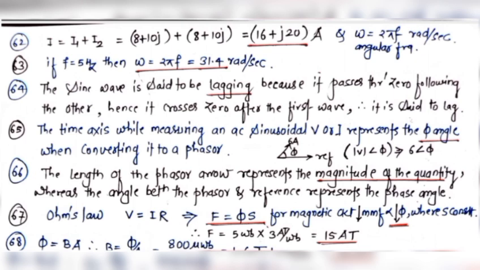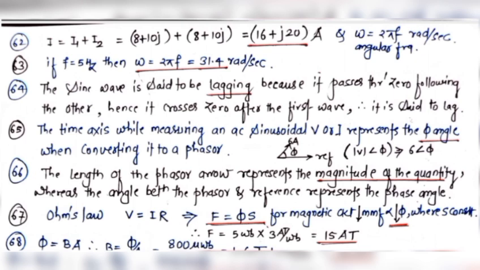Here 6 is the magnitude of voltage and phi is the angle between this reference and 6 voltage or current values. The length of the phasor arrow represents the magnitude of the quantity, whereas the angle between the phasor and reference represents the phase angle.